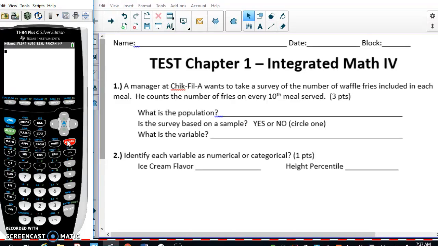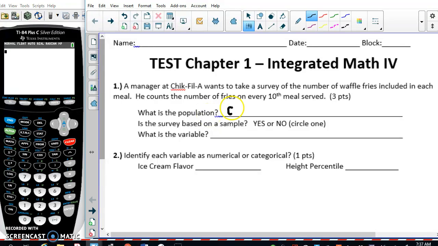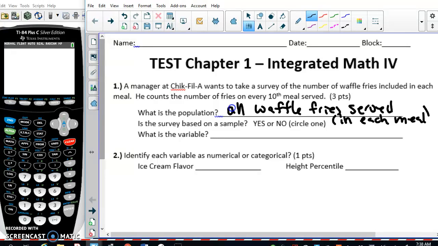The manager at Chick-fil-A wants to take a survey of the number of waffle fries included in each meal. He counts the number of fries on every 10th meal served. The population would be all waffle fries served in each meal. We got all kinds of different answers.